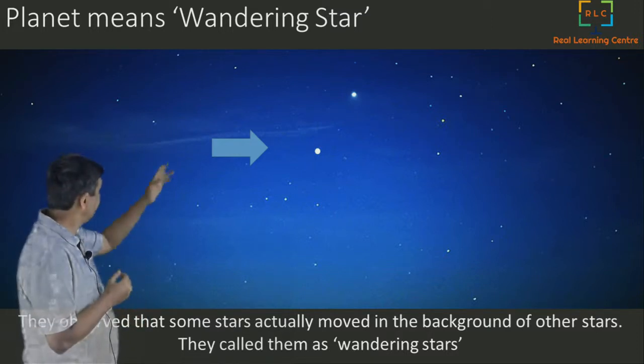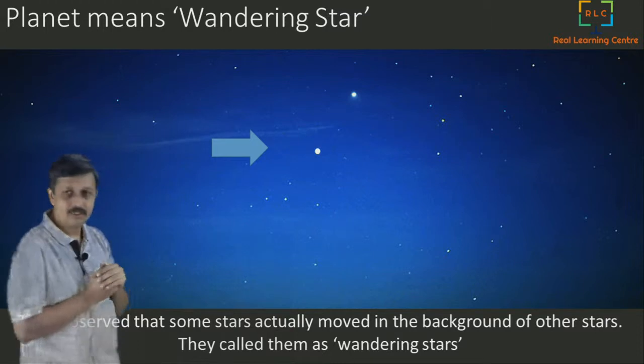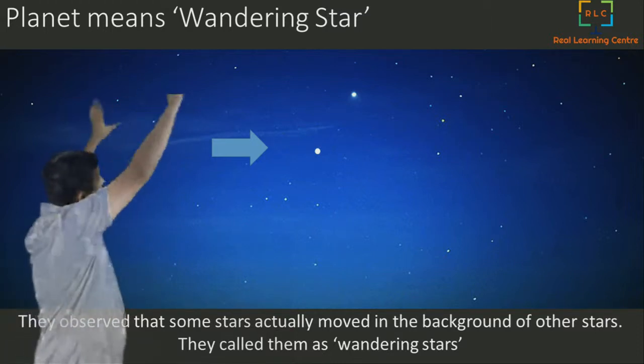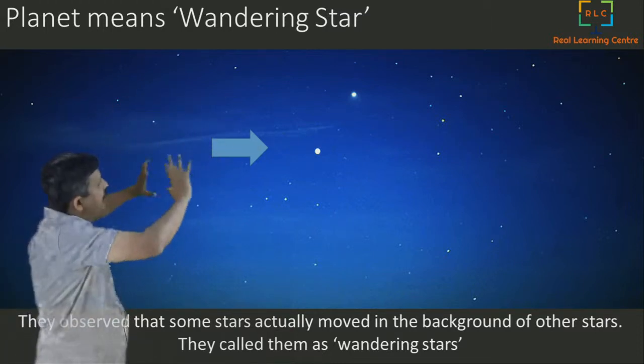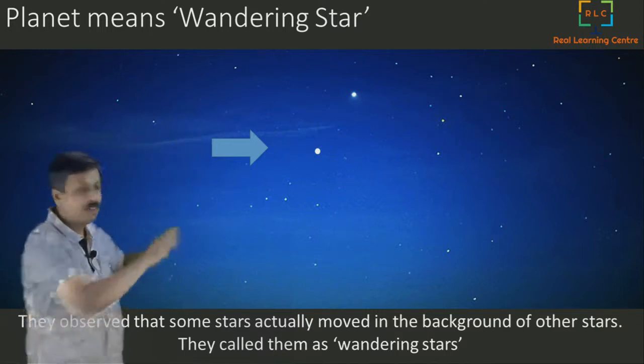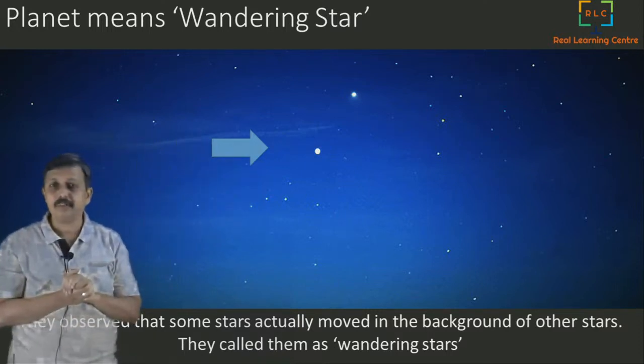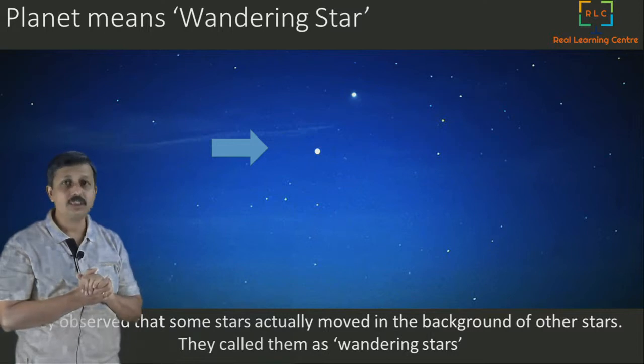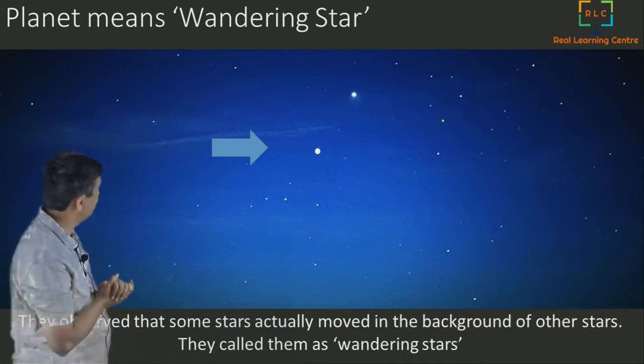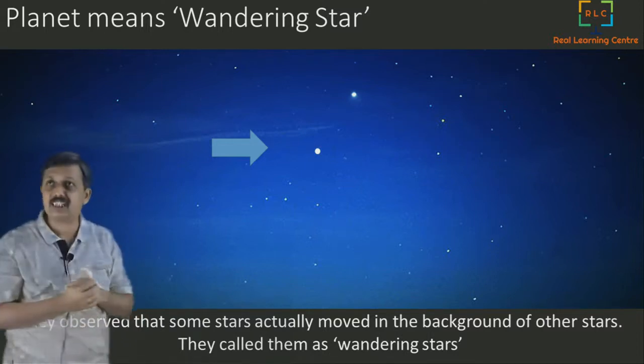Earlier it was somewhere here and then moved a little bit further to the right. Whereas all the other dots are staying in the exact same positions. They have not moved anywhere. So the question that would come is, what is this slightly moving or wandering star?